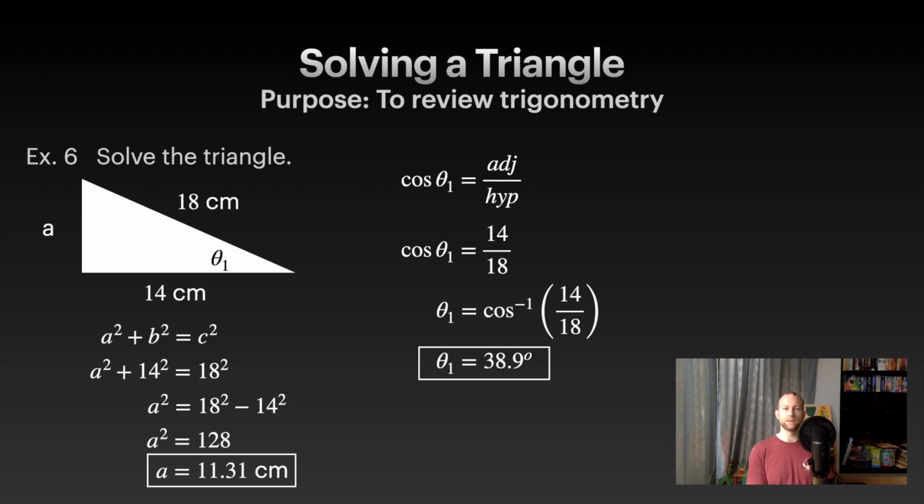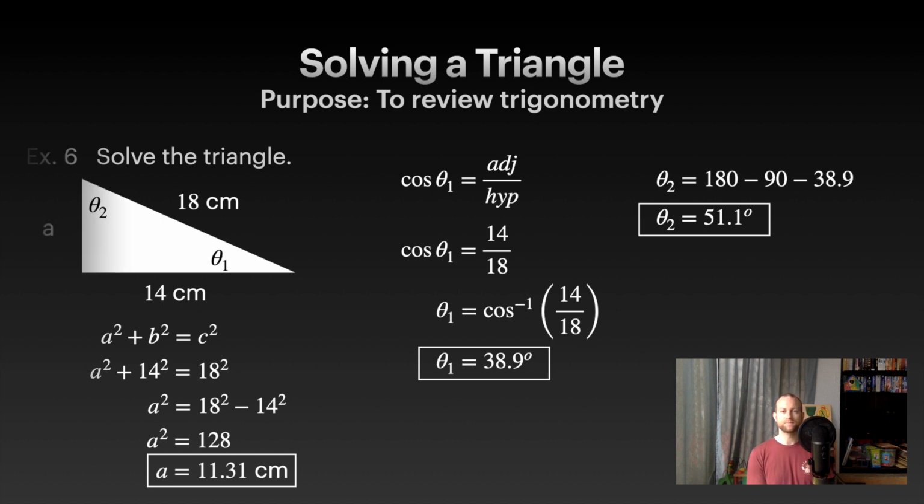Don't use radians, if you know what radians are. Now for the last angle, let's call this theta 2. The nice thing about triangles is all angles add up to 180. So if I go 180 minus the other 2 angles, we get our answer. There we go. We've got all of our angles, all the sides with our triangle. It's solved. That's all you need to do.